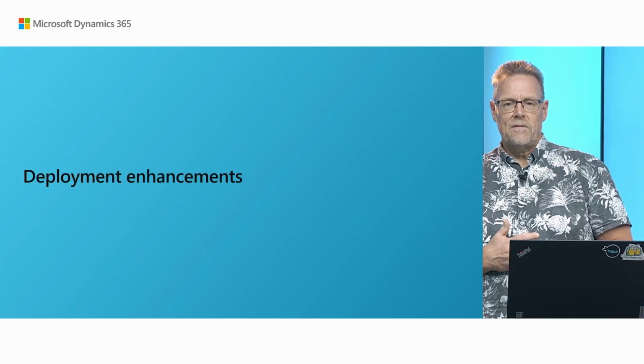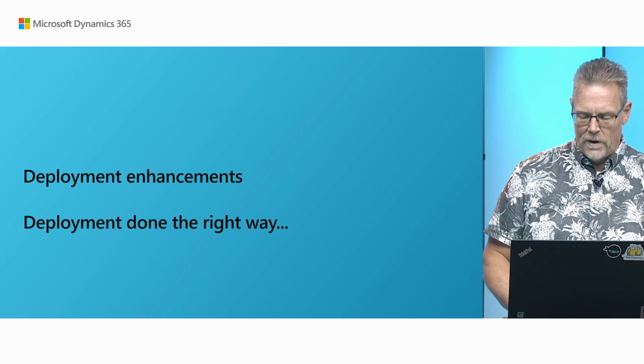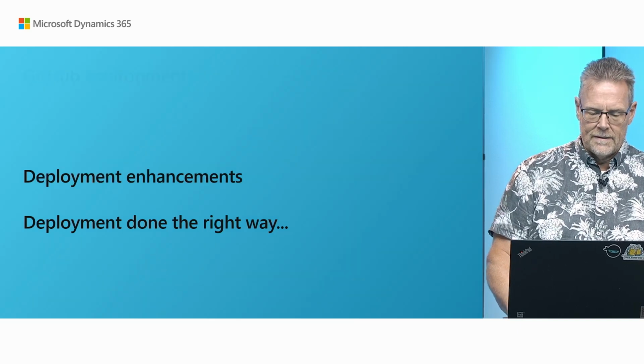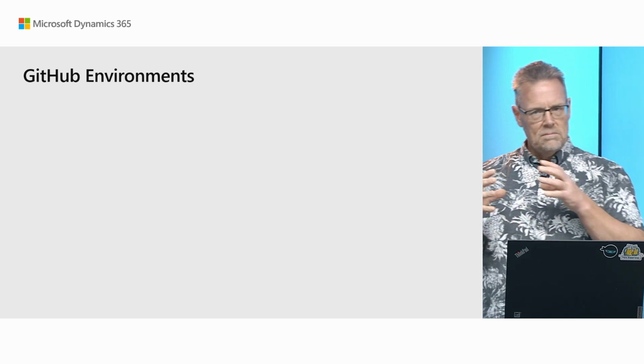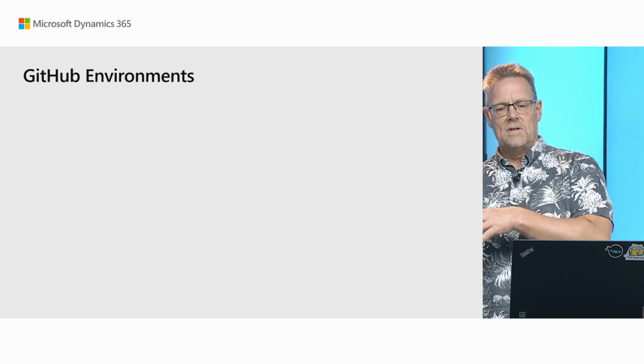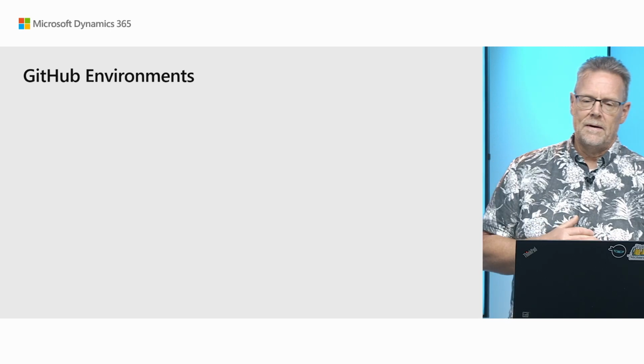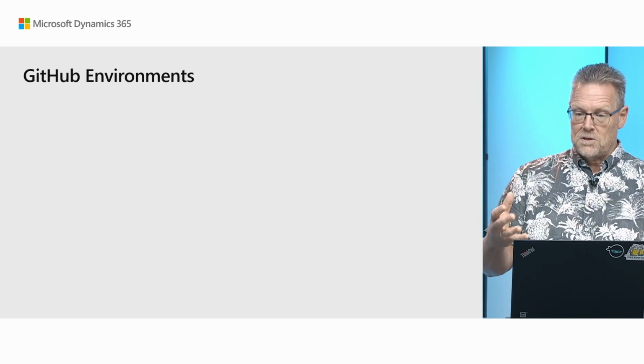Deployment enhancements is one of the bigger things in this release. So, deployment done the right way. We, in AL-Go for GitHub, support GitHub environments. So in GitHub, you can set up environments for your repository that you want to deploy to.